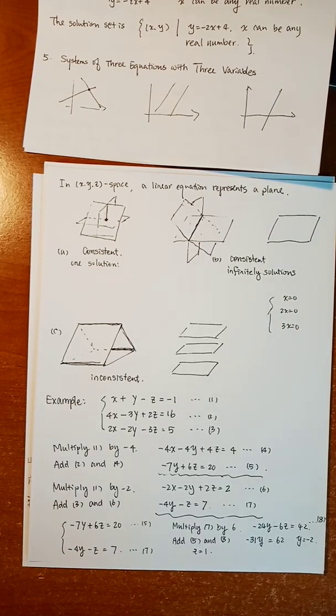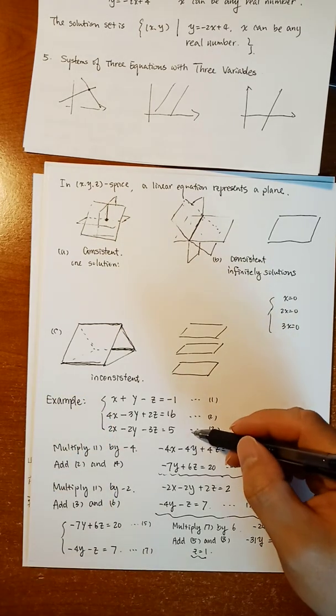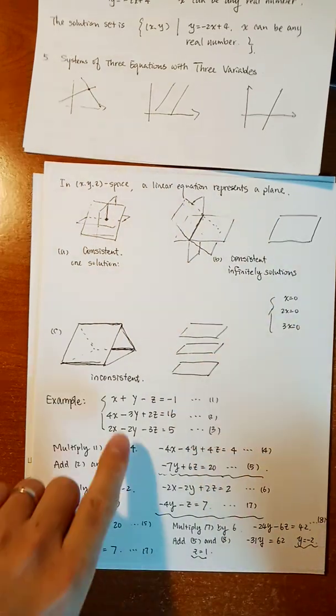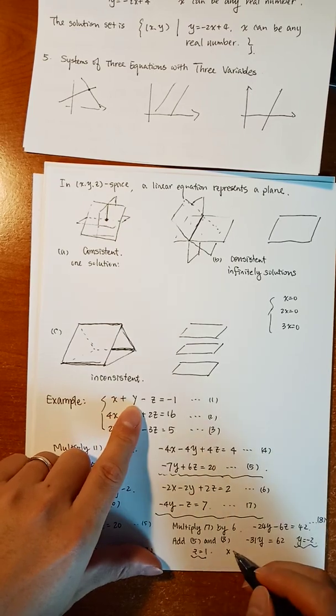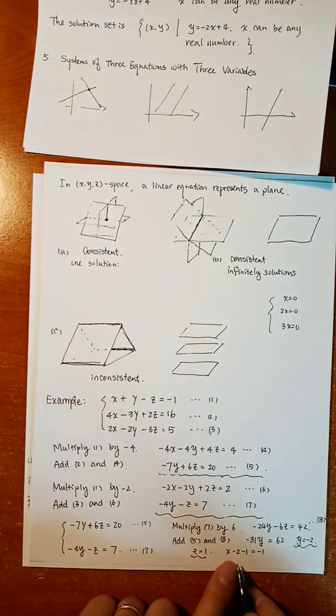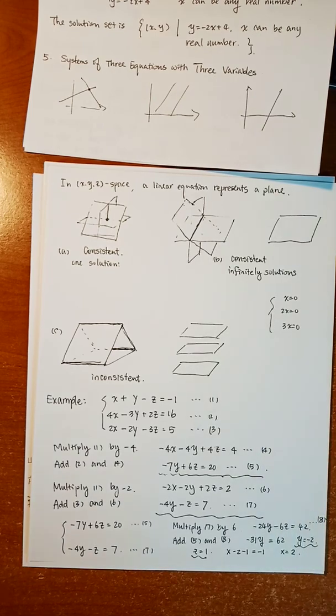Okay? So y is negative 2, z is 1. These two values go back to equation 1. You can select either of them, but I just choose the simple one, the one with a smaller variable coefficient. So x plus y minus z is equal to negative 1. So x is 2. You move this minus 3 to the right, plus 3. Negative 1 plus 3 is 2.